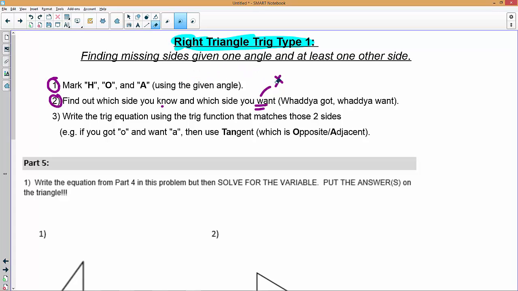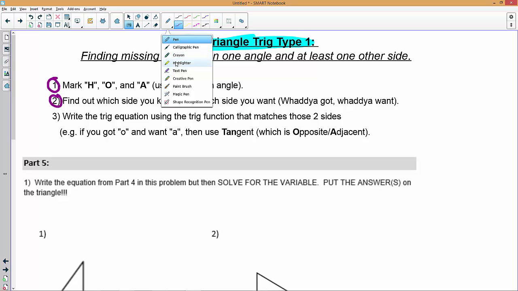And I'll do the first problem. I'll refer back to here, okay? But I do want to highlight it so that it sticks out, right? You want to find out which side you know and which side you want.